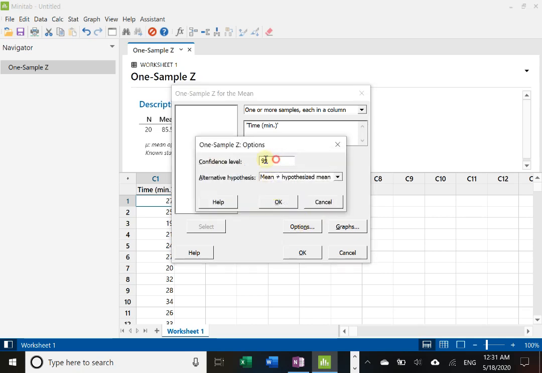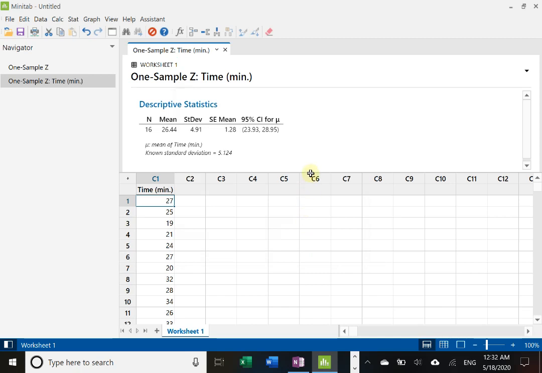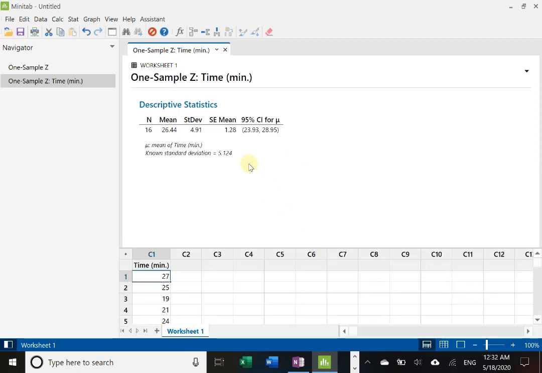Okay, and options. The confidence level for this exercise I made was 95%. Okay, and we're good. We don't need to give it the sample size. We don't need to give it the sample mean. Minitab has the data. It will calculate those directly on its own. Hit OK, and there you go.